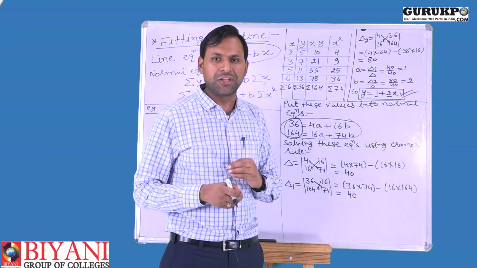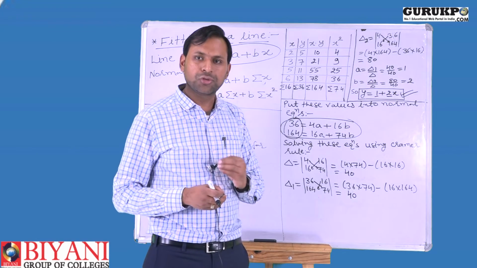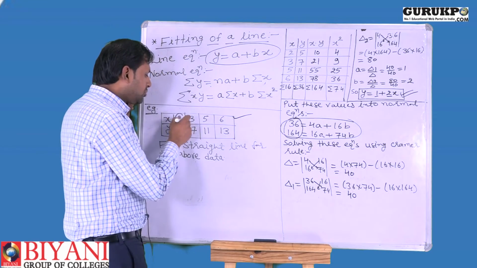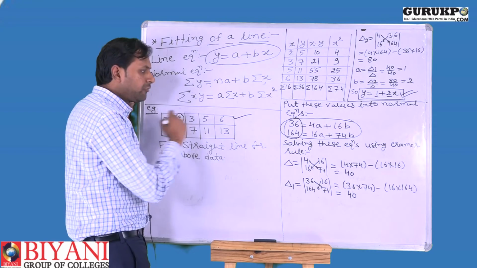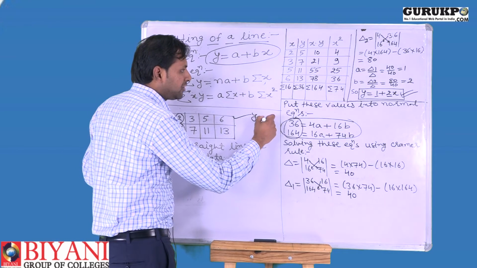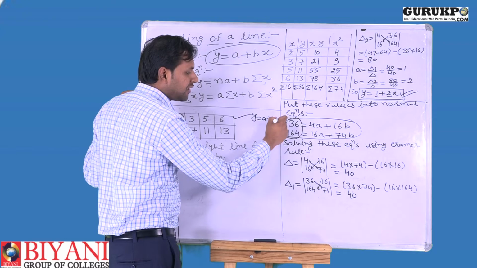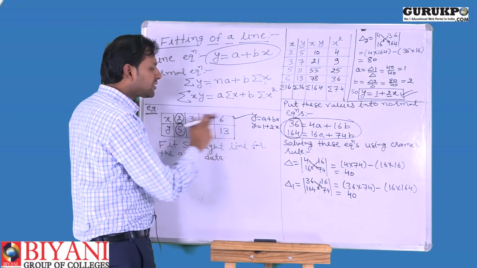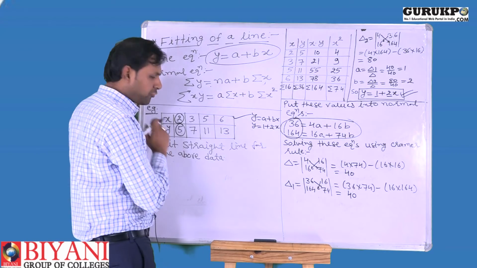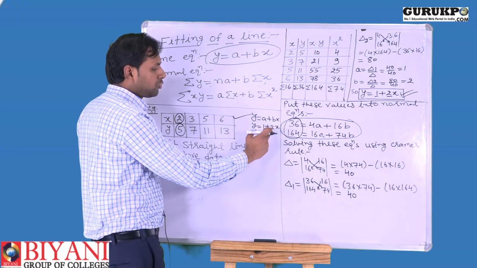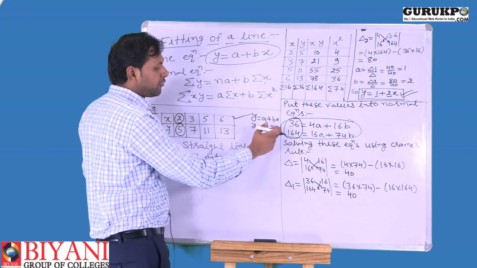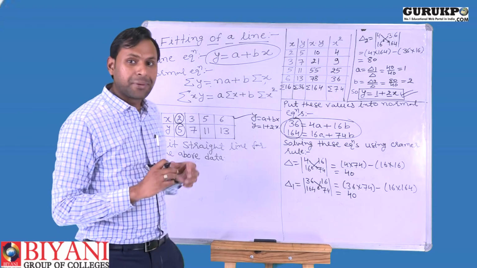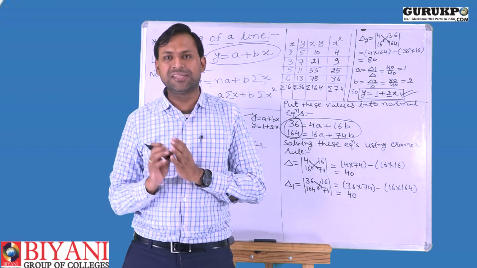We will cross verify whether our result is true or false. In the given question, when x is 2, we get 5. The line equation is y is equal to a plus bx, where a is 1 and b is 2. Replace x: x is 2, 2 into 2 is 4, 4 plus 1 is 5. Then x is 3, 3 into 2 is 6, 6 plus 1 is 7. Then 5 into 2 is 10, plus 1 is 11, and then 13.